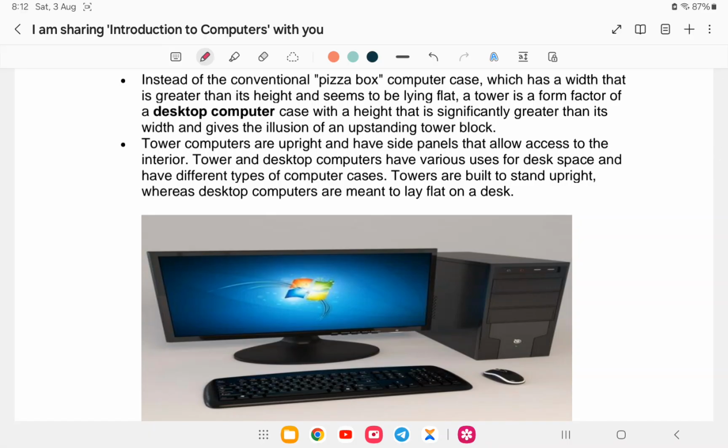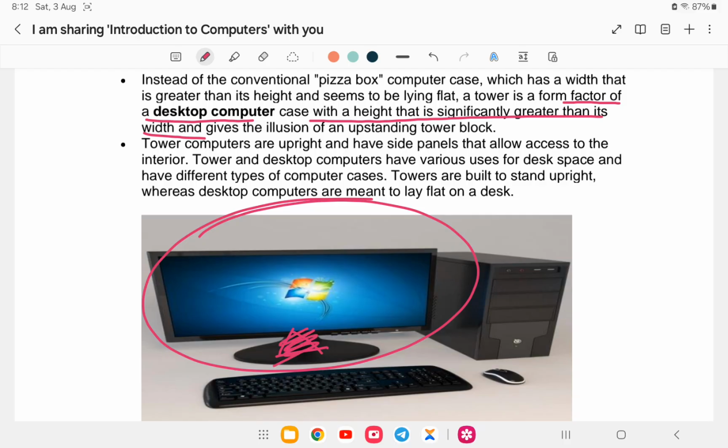Let us study about the tower model. Instead of a conventional pizza box computer case, a tower is a form factor of a desktop computer case with a height that is significantly greater than the width. So personal desktop computers are of the tower type, and these are the tower type of computer.